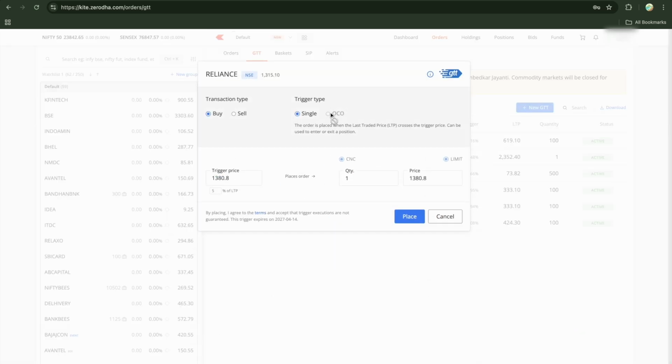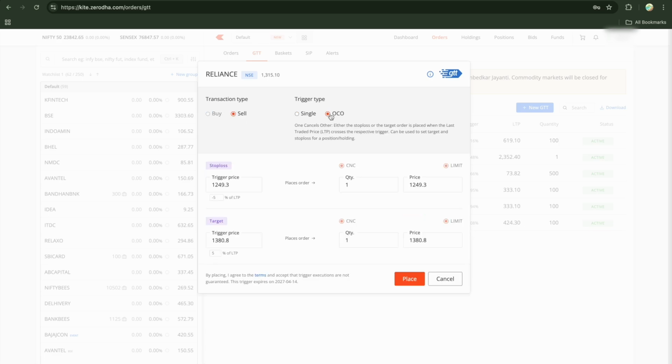Here you want to do an OCO. You select sell and OCO. What this means is one cancels the other, which means that either the stop loss gets triggered or the target gets triggered. Only one of them can happen. Both the orders cannot remain active at the same time in this particular GTT order.